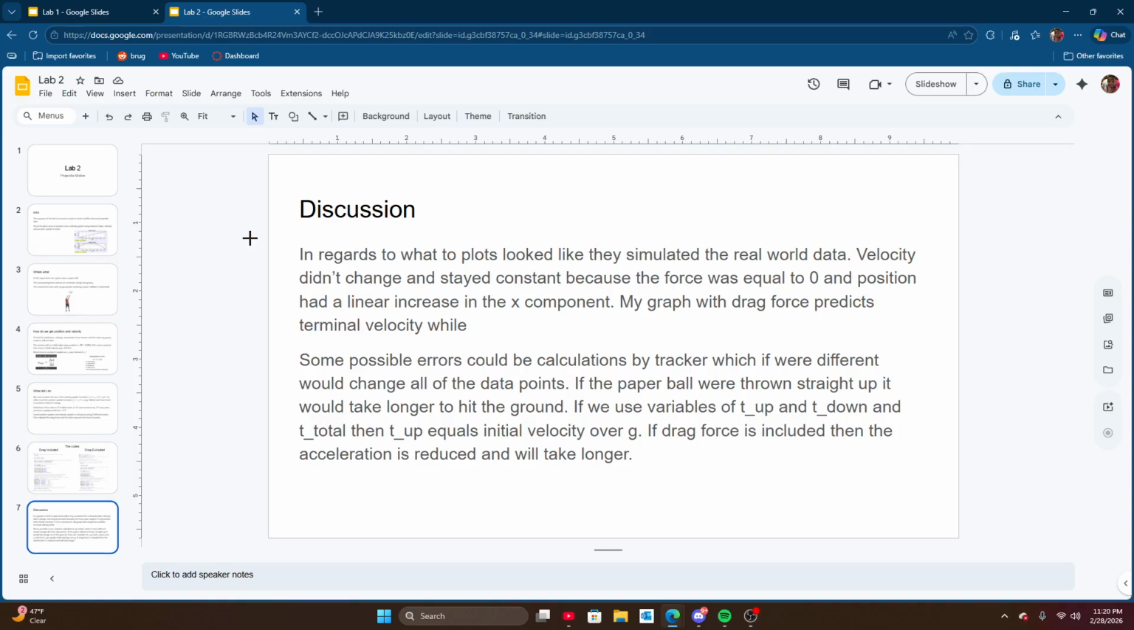Some possible errors could be the calculations by Tracker, which if they were different, all the data points would change. And if the paper ball were thrown straight up, it would take longer to hit the ground because we use variables of T up, T down, and T total. Then T total will equal initial velocity over g. And if drag force is included, the acceleration would be slowed down, which means it'll take longer for the paper ball to hit the ground.